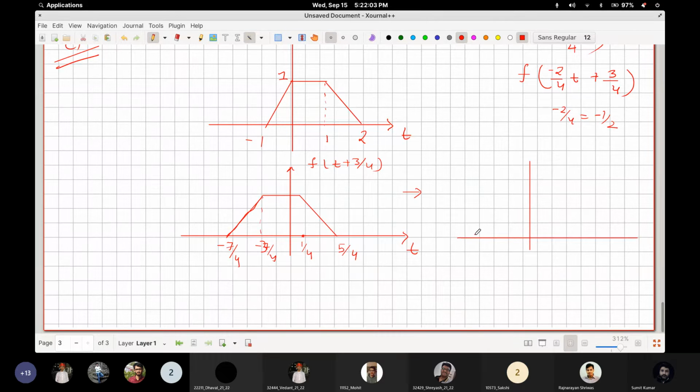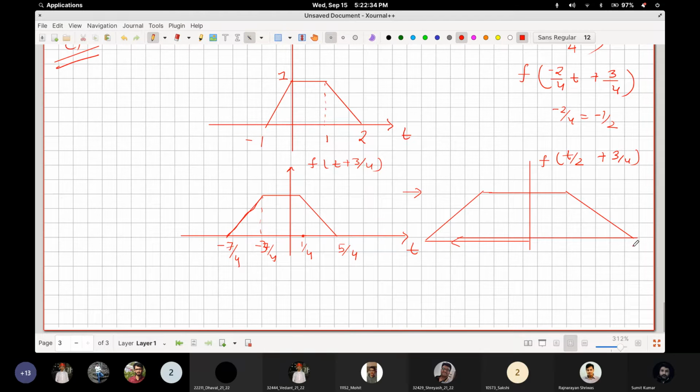We are replacing t with t by 2, so we will be having f of t by 2, and here we will have plus 3 by 4. So t by 2 क्या होगा आपका? This is going to become a bit larger, okay, and then it's going to be like this. Here it's again going to be something like this. I'm not drawing to the scale, okay, but let me just put this point here.